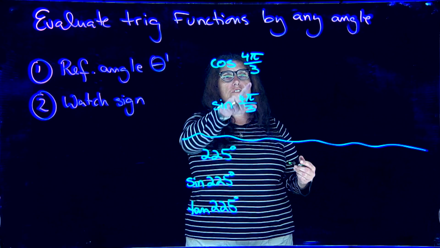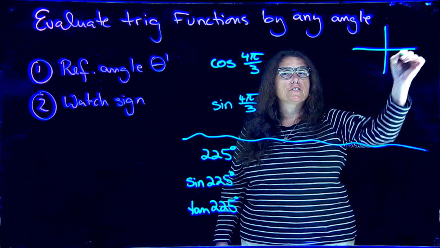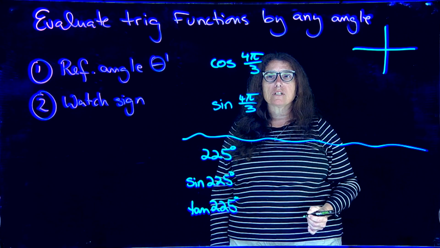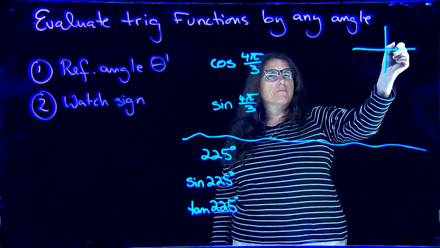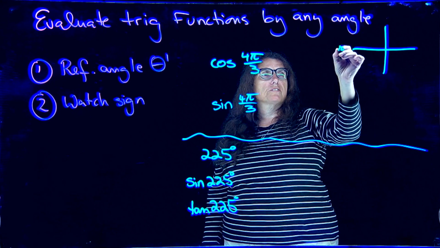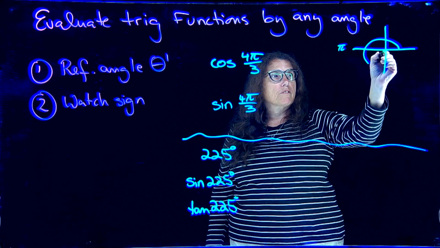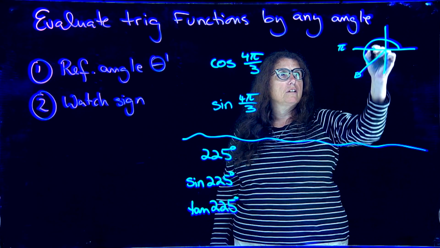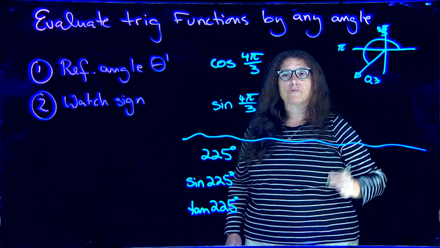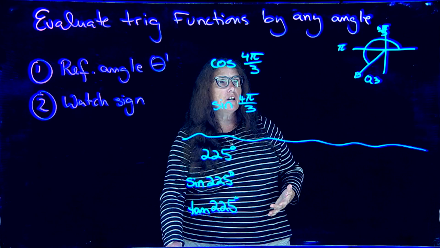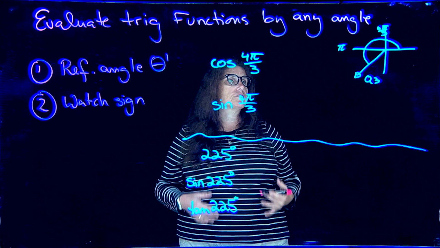Let's first of all just take a look at 4 pi over 3. In which quadrant is 4 pi over 3? Think about it for a minute. That's 4 pi over 3. 3 pi over 3 is pi, so that's the straight line. And then we have another pi over 3, so 4 pi over 3 is in quadrant 3. Q3.